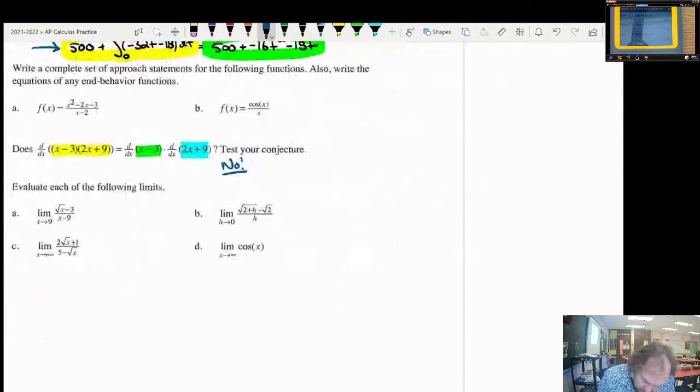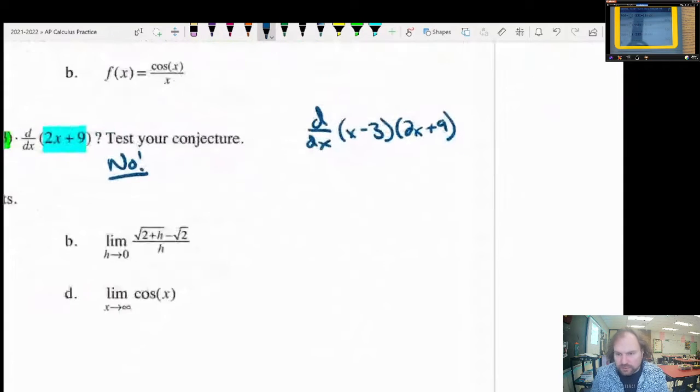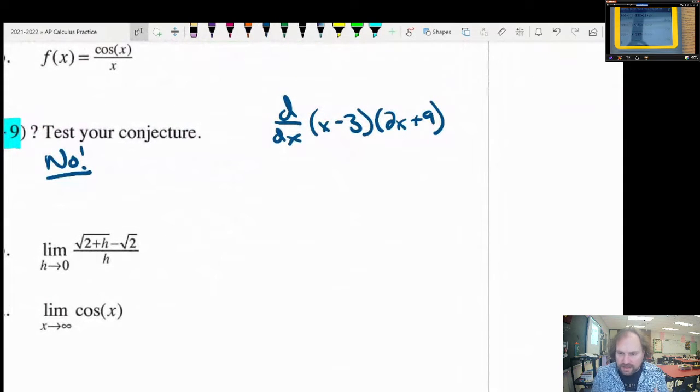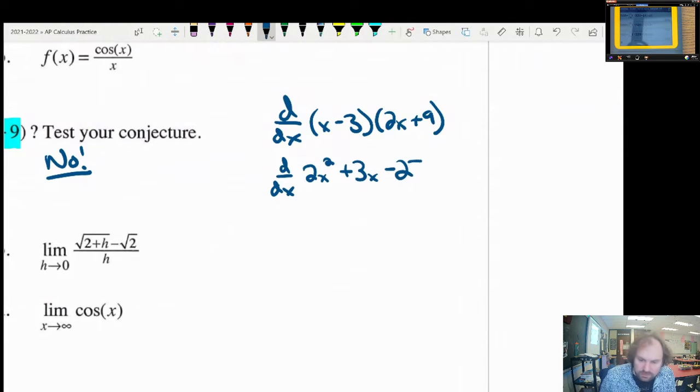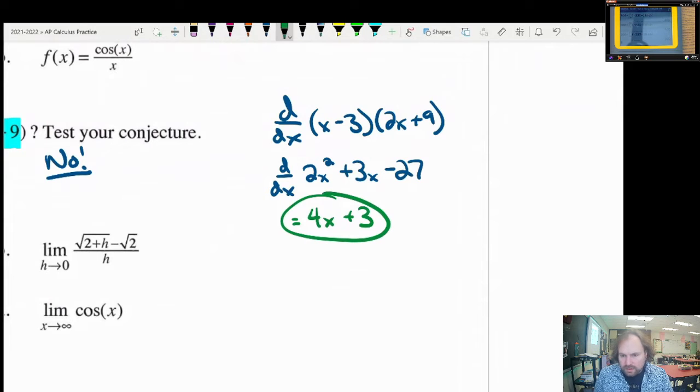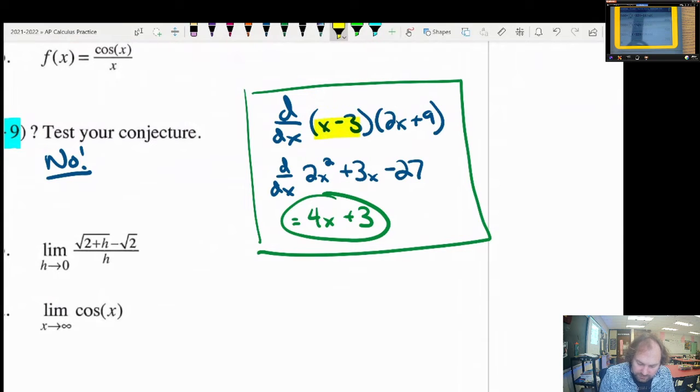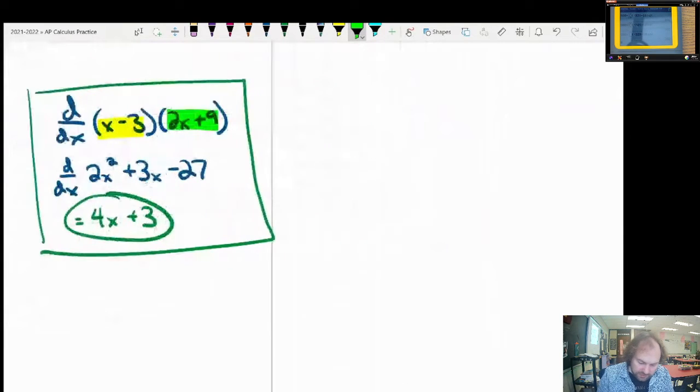Let's start by doing the derivative d dx of x minus 3 times 2x plus 9. Obviously, the best way to do this would be to expand that out first and then take the derivative. So let's do the derivative of, how about 2x squared minus 6x plus 9x, so plus 3x minus 27, like that. This becomes 4x plus 3. We take the derivative. What we're going to check to see is if that is equal to the derivative of each one of these parts of this thing multiplied together. So let's compare that over here.